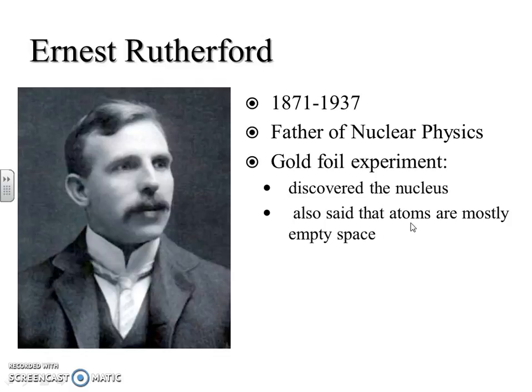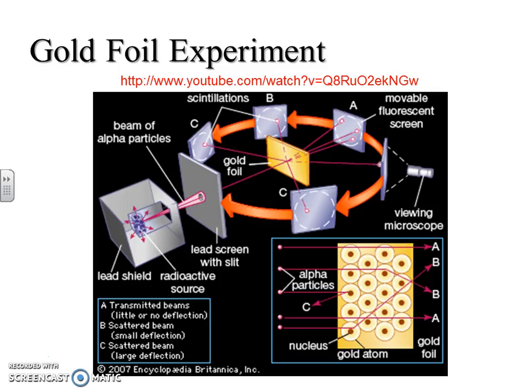And he said that atoms were made up of mostly empty space. The way he figured this out, if we want to dive into his experiment a little further, is with this. Now, this looks very complicated, but essentially what happens is he had a radioactive source like uranium or polonium, something along those lines, and he used it to put a beam of particles through here. Now, what happened was it would hit the gold foil.